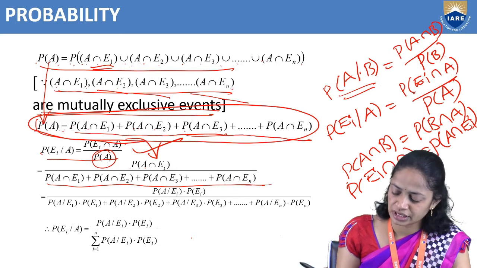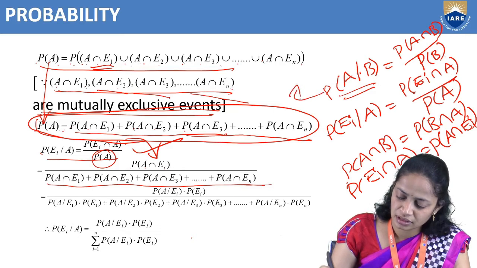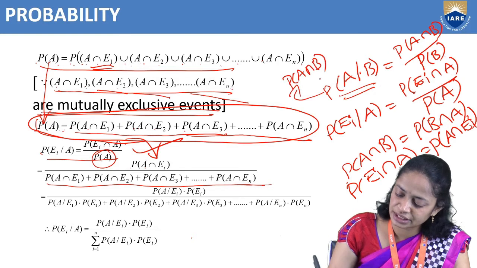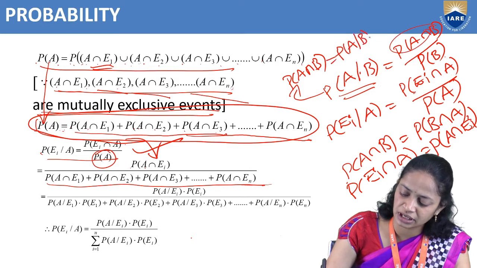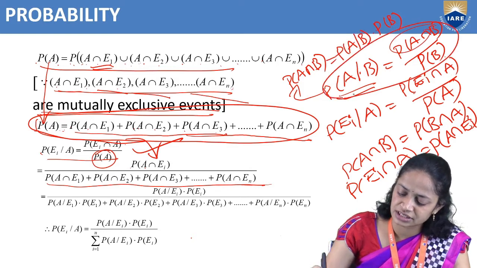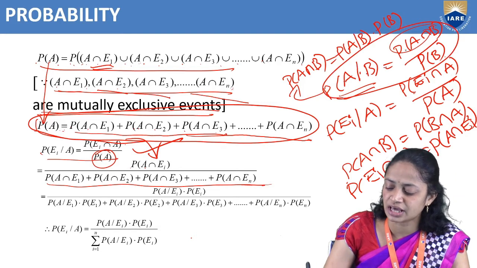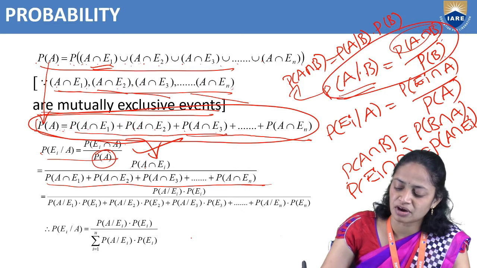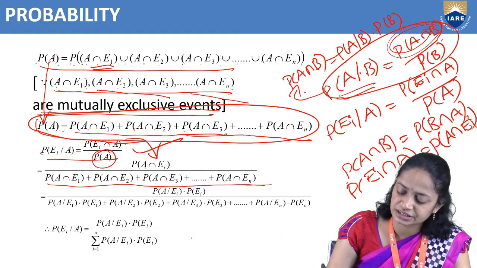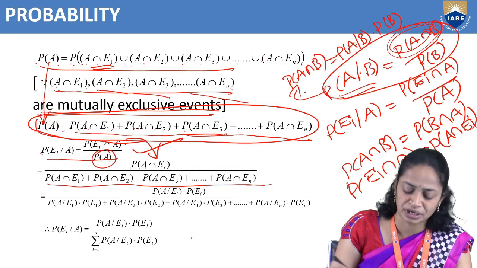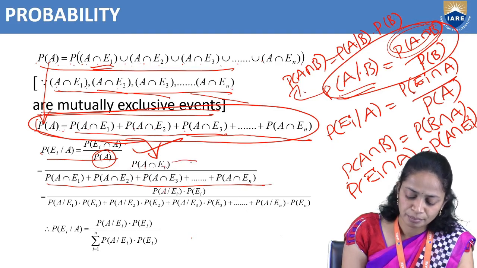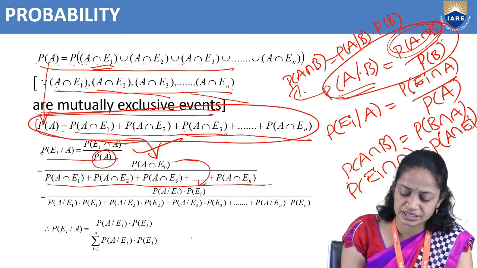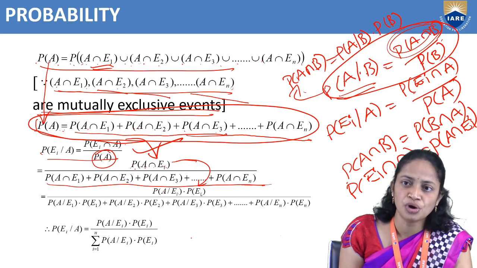By the conditional probability, P of A intersection B can be written as P of A given B times P of B, since P of A given B is P of A intersection B divided by P of B. Like that, P of A intersection Ei can be written as P of A given Ei times P of Ei.